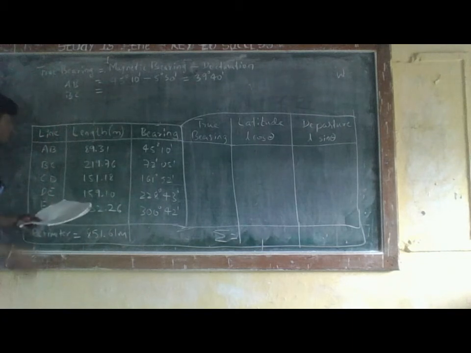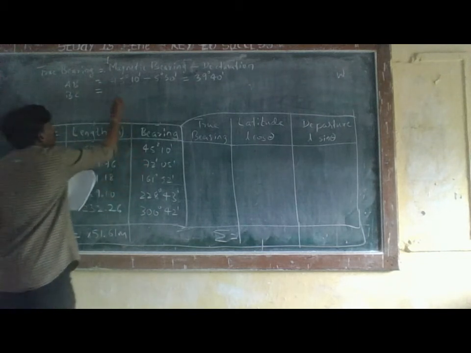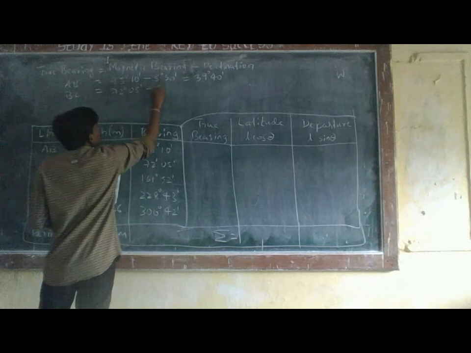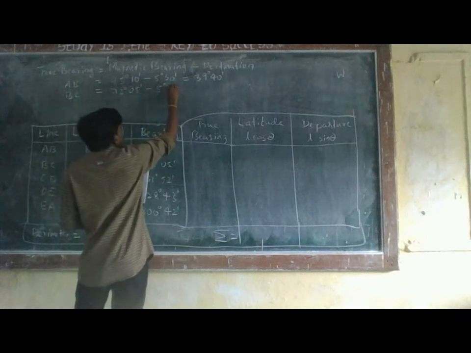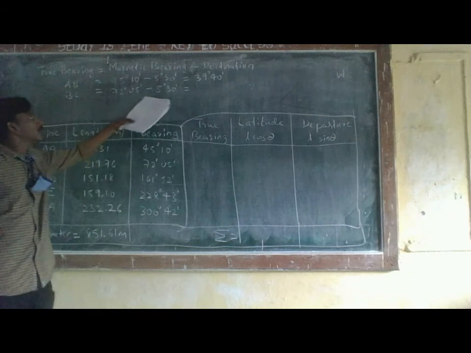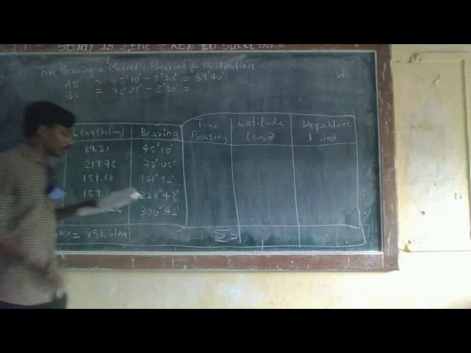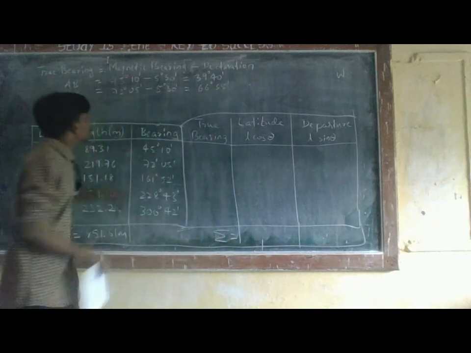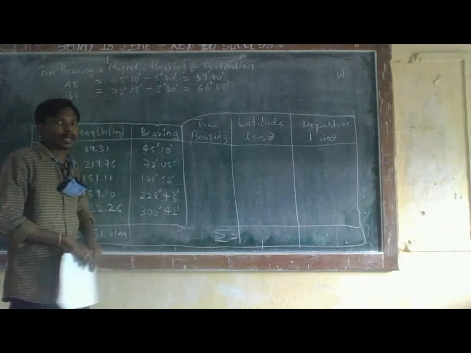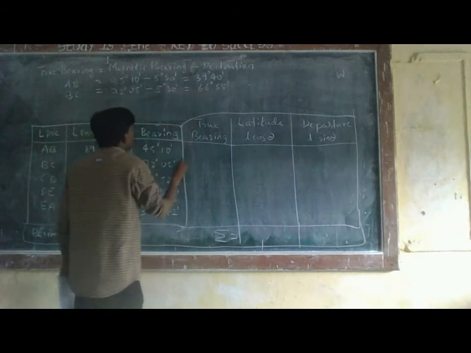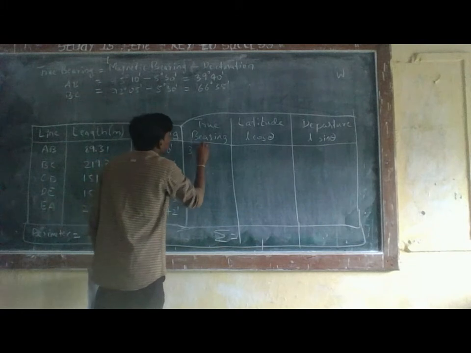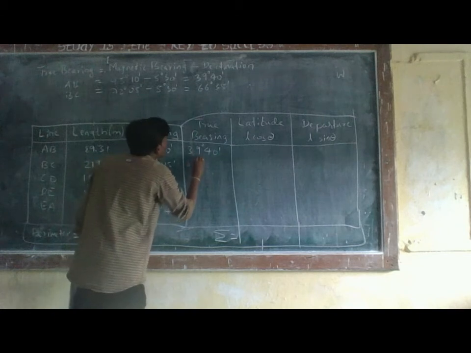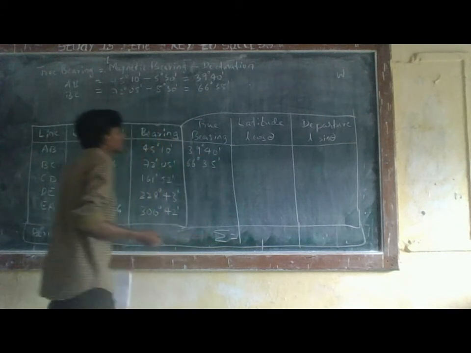In the same way calculate for BC. For the BC line, the magnetic bearing is 72 degrees 5 minutes, minus the declination 5 degrees 30 minutes. After calculating we will get the value 66 degrees 35 minutes. Now write these values in the table: 39 degrees 40 minutes for the AB line, and for the BC line 66 degrees 35 minutes.